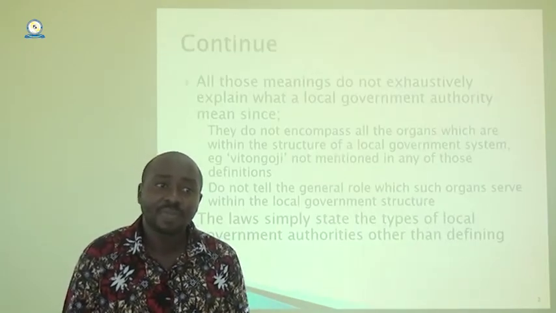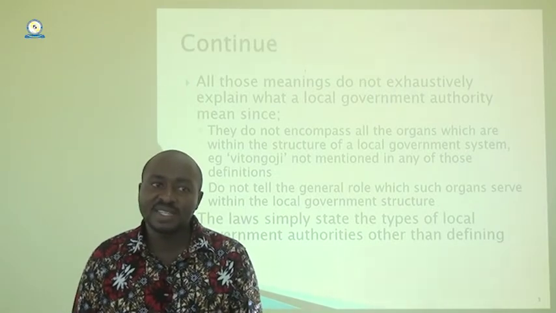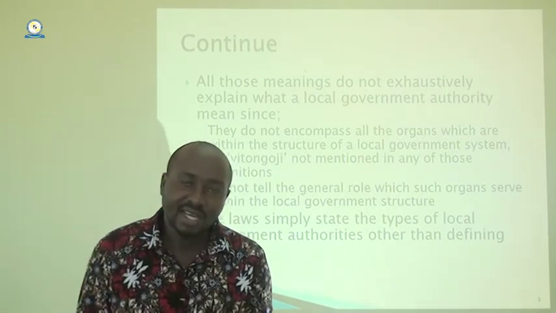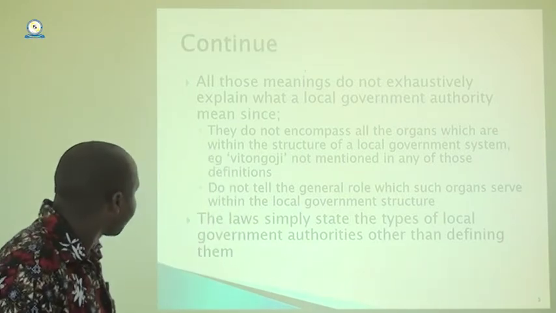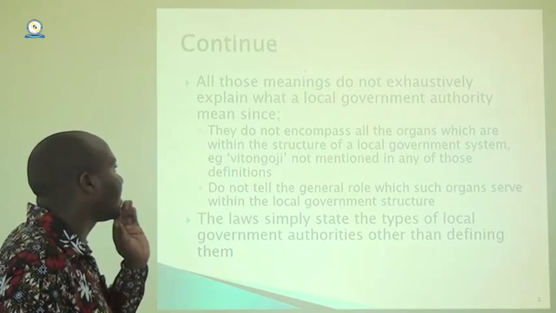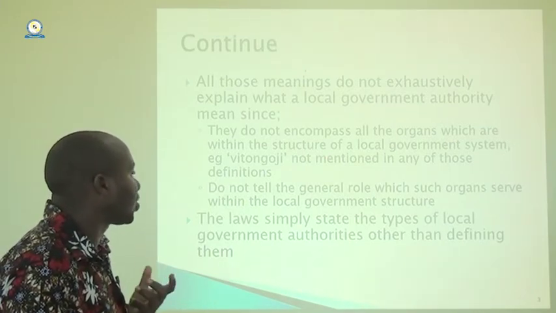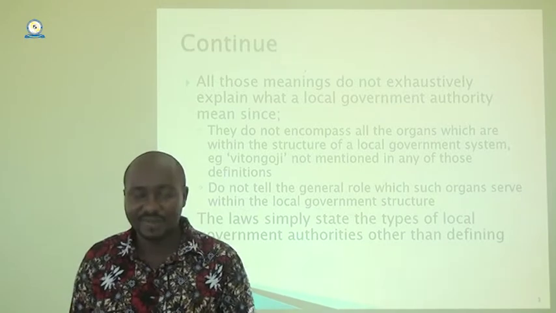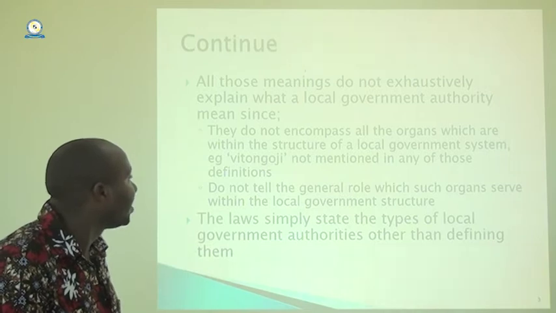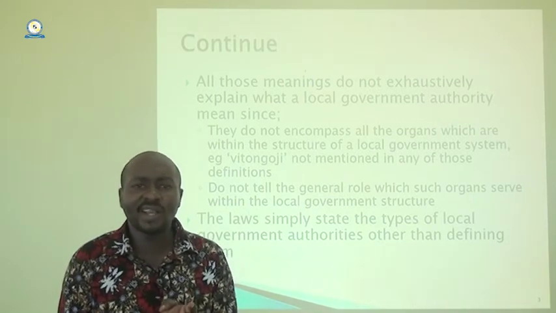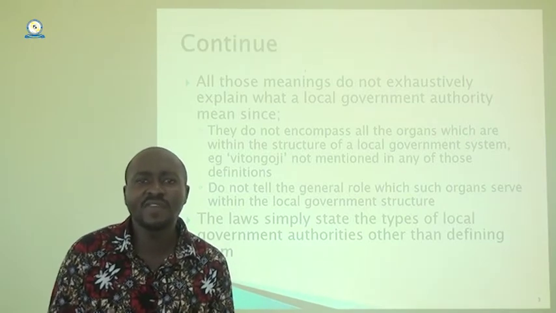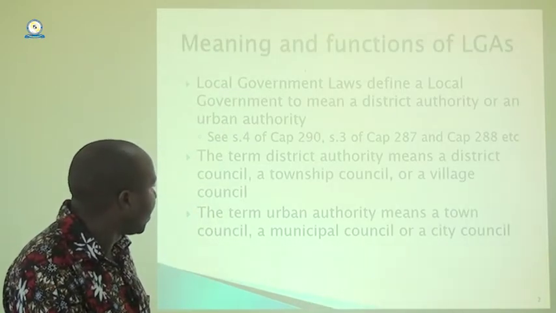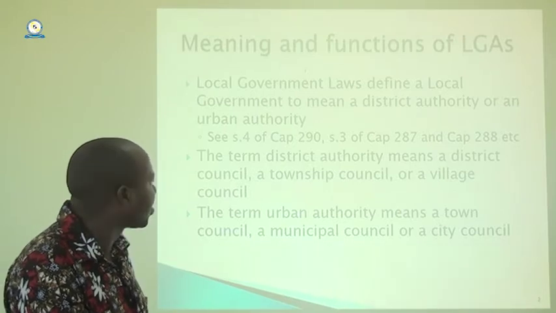Now these definitions do not exhaustively explain what local government authority is. It does not tell. Why? It is because they do not include organs which are within the structure of the local government systems. One of the organs which is found within the structure of the local government system is what we call the vitongoji. This is a very lower level of local government which is found within a village. After a village, we have the vitongoji. These laws that we have read, they don't include the vitongoji.